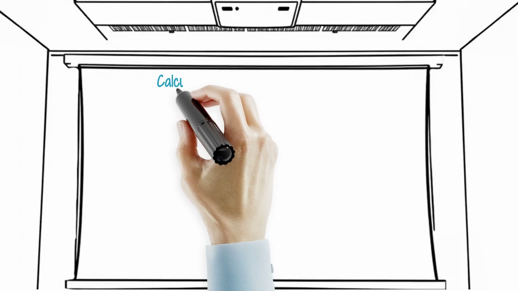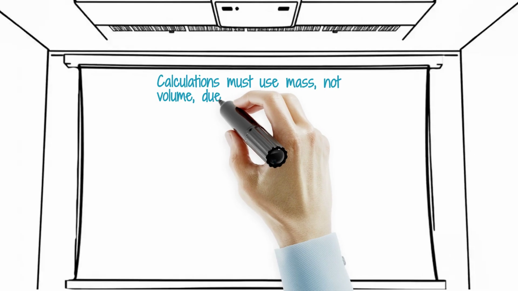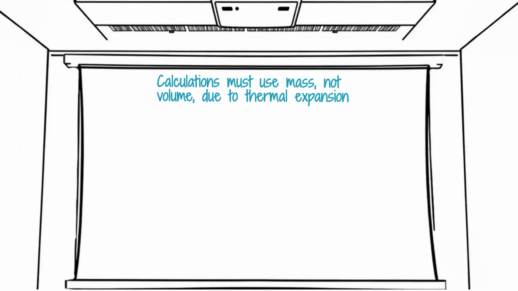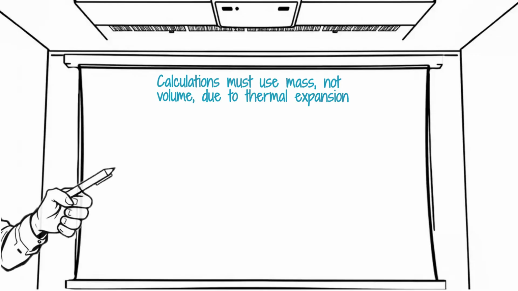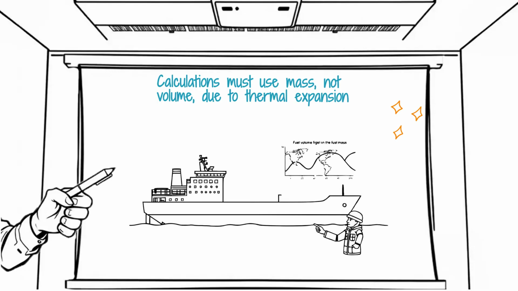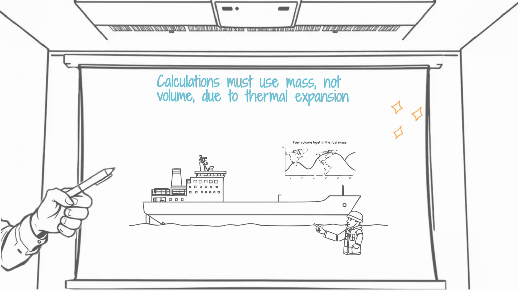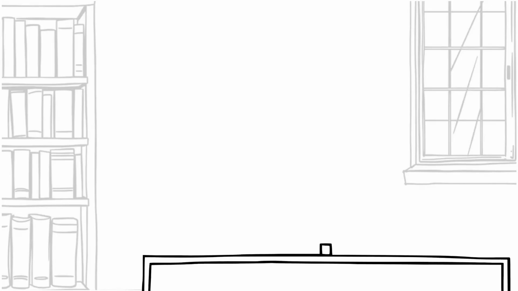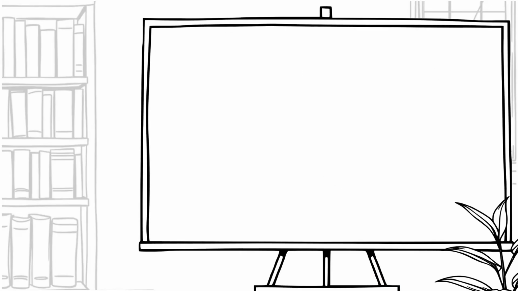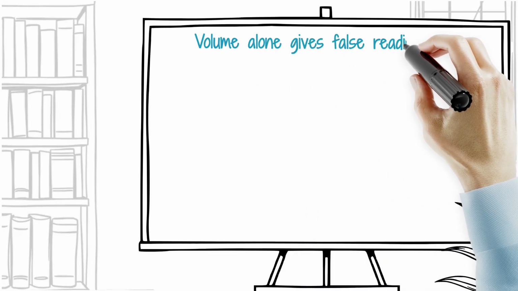It is critical to perform these calculations using mass rather than volume because a ship traveling from a cold climate to a tropical one will see its fuel volume increase due to thermal expansion, even though the actual amount of energy producing mass remains the same. Relying on volume alone would give a false reading of the ship's efficiency and could lead to dangerous errors in calculating the remaining steaming range.